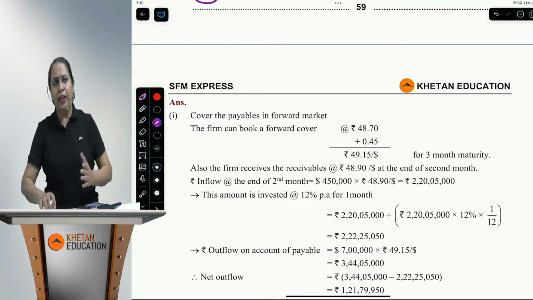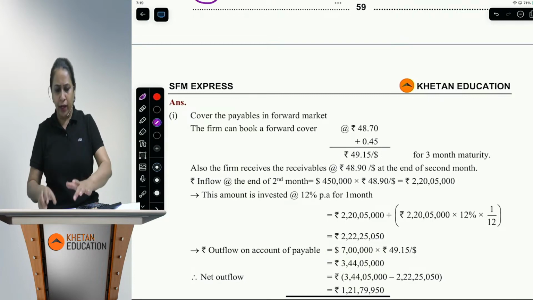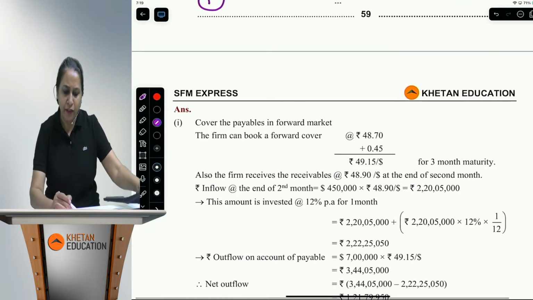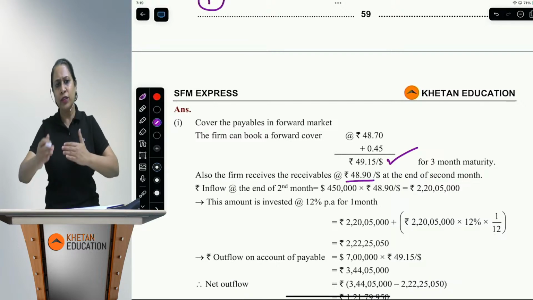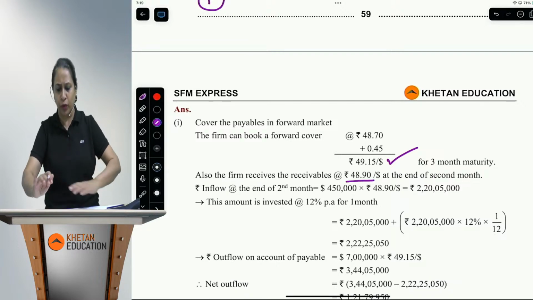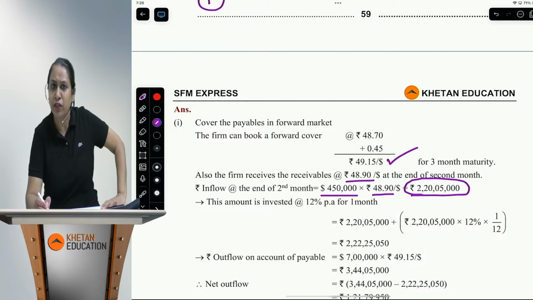So if you see the question, I'm saying buy a forward on that and allow things to happen the way they are. When the money comes at the end of the 2nd month, 4,50,000, cover the payables in the forward market means the firm can book a forward cover at this rate. Also the firm receives the receivable at the rate of 48.9. Don't disturb, allow both things to happen at their own maturities. When this money comes at the end of the 2nd month, you convert it at this rate. The problem is that this money is standing at the end of the 2nd month.